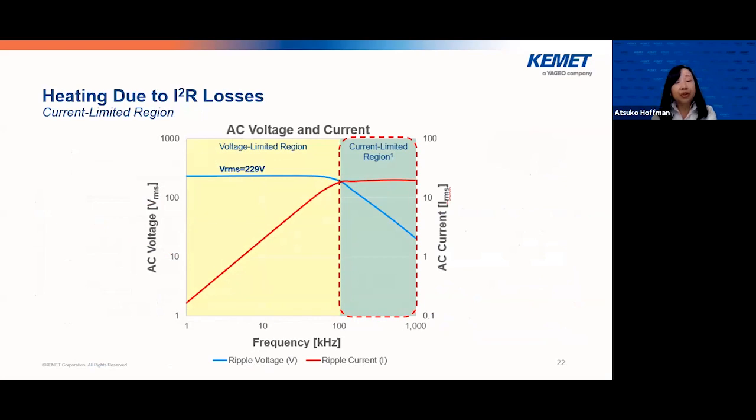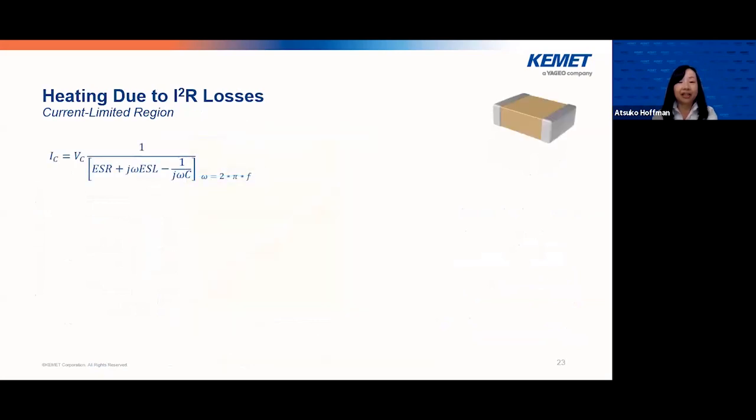Again, there are two distinct regions, the voltage limited region and the current limited region. We're going to touch base on this current limited region first. If we're going to calculate AC current based on AC voltage, here is the formula, and omega is 2 pi multiplied by frequency. But the ESL is so small for an MLCC that it's negligible, so you don't have to worry about that.